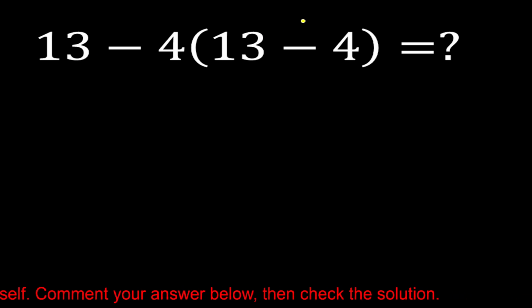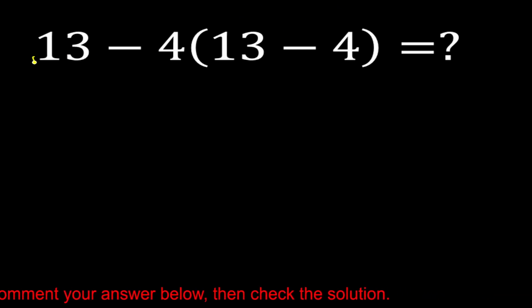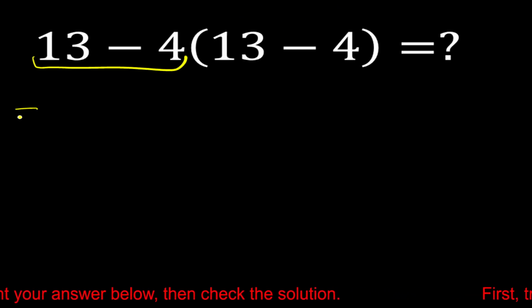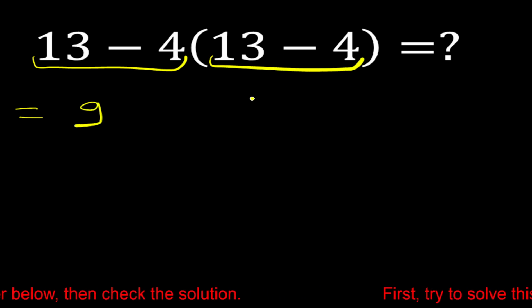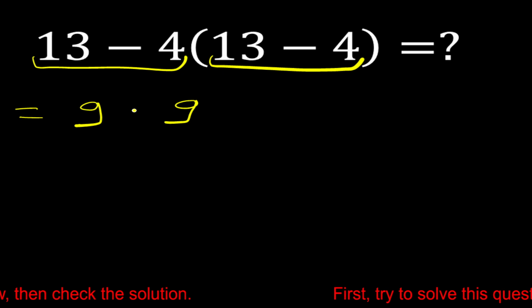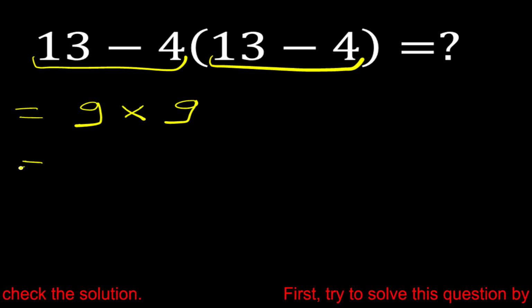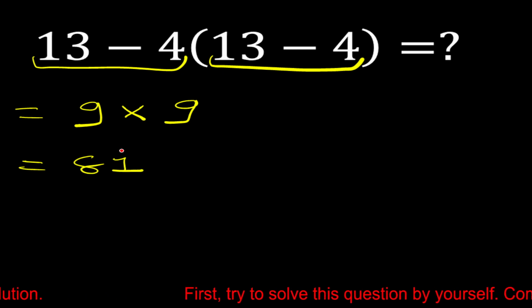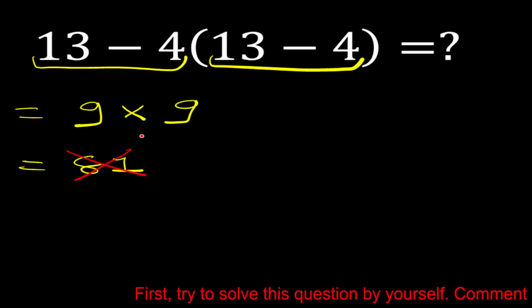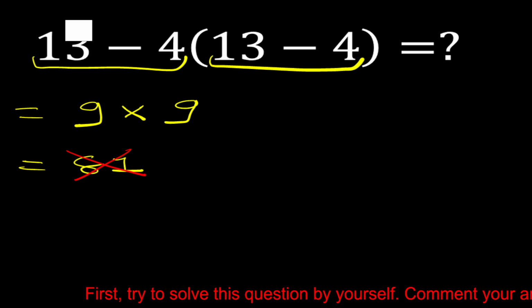So, 13 minus 4 is equal to 9. Then again, 13 minus 4 is equal to also 9. Now 9 multiply 9 is equal to 81. Okay, but this answer is not correct. This answer is completely wrong.